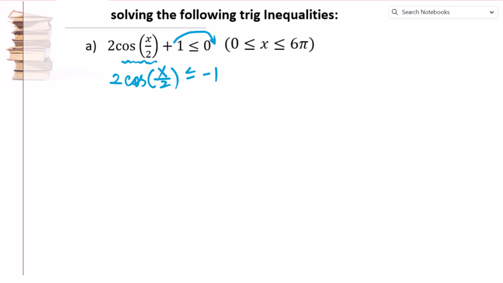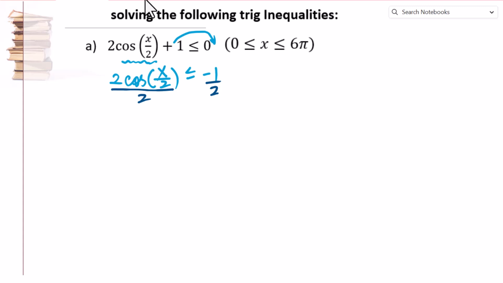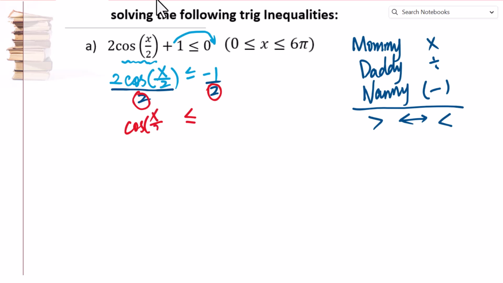Then we divide both sides by 2. The rule for linear inequality is mommy, daddy, nanny. When you multiply or divide by a negative number, you need to switch the symbol. Divided by positive 2 on both sides, the symbol stays. So we got cosine x over 2 less than or equal to -1/2.